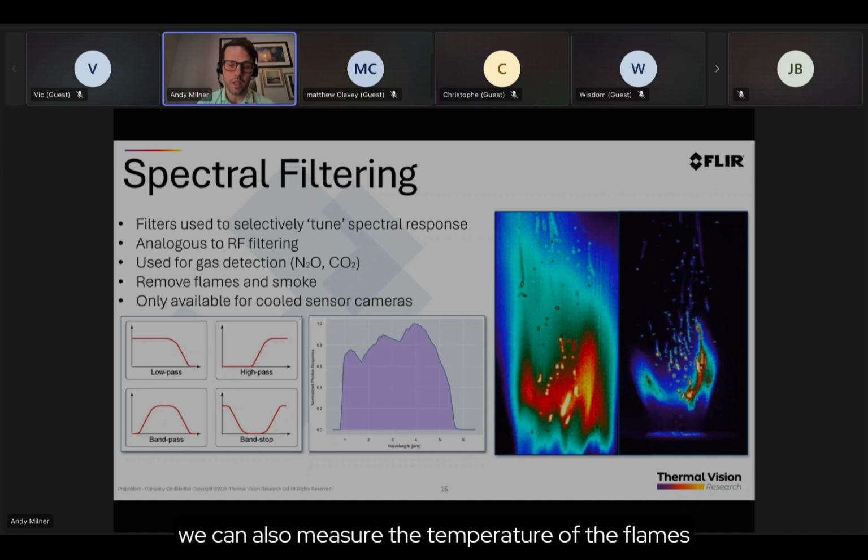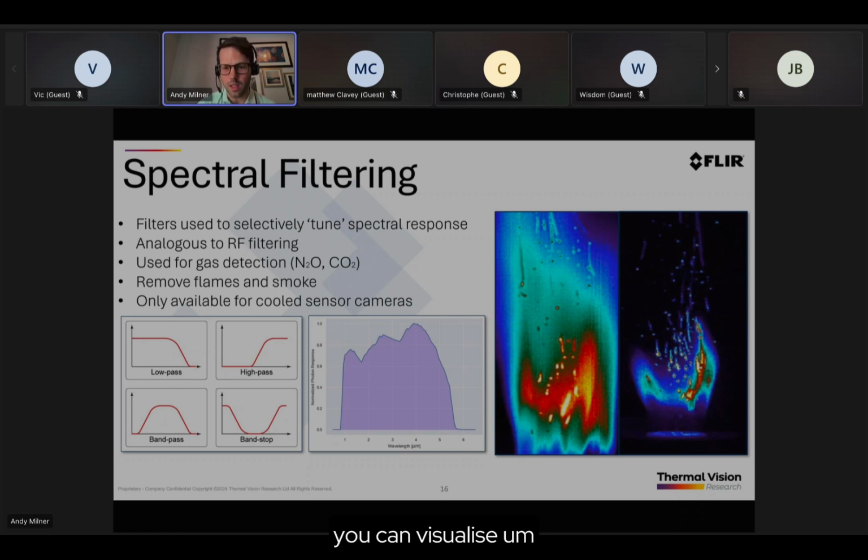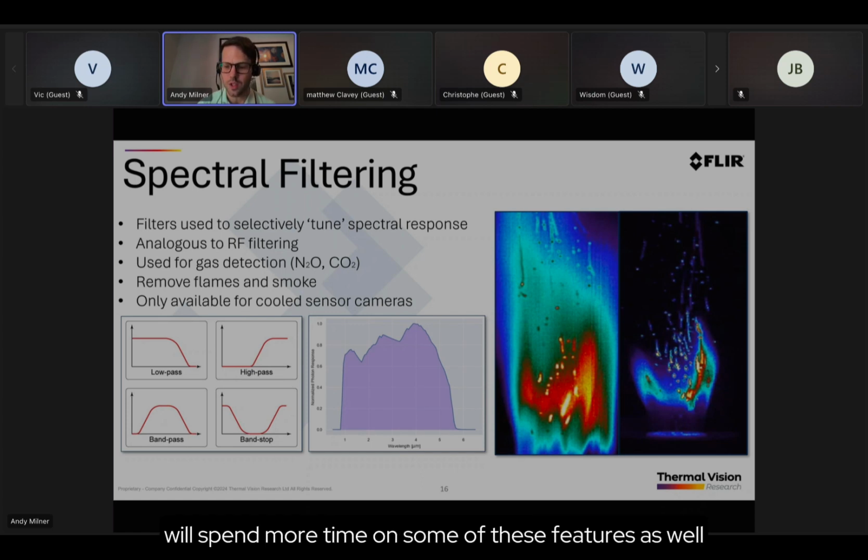We can also measure the temperature of the flames by only focusing on that frequency as well. And there's various gases as well that only emit at very specific frequencies. So if you tune the camera to those frequencies, you can visualize those gases as well. But just to reiterate, it is only available for the cooled sensor cameras. Future webinars will spend more time on some of these features as well.